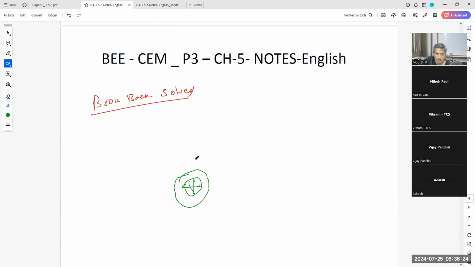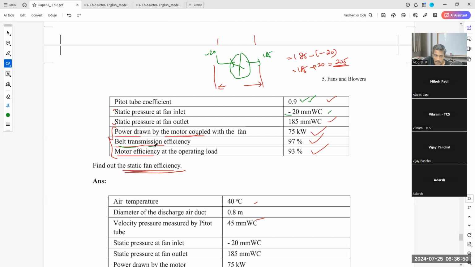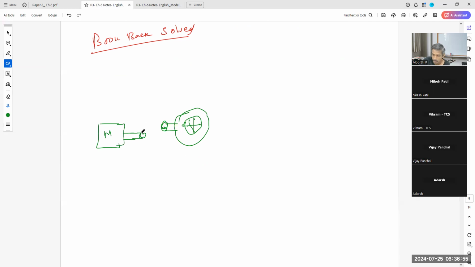This is a fan. Motor. It's a coupling, they are connected with the coupling. Sometimes they will tell you belt, sometimes they will give the belt efficiency also. Can you understand? This is a belt. Here, this is a fan shaft. This is a motor shaft. Understand? Any doubt here? No. Fan shaft, motor shaft.